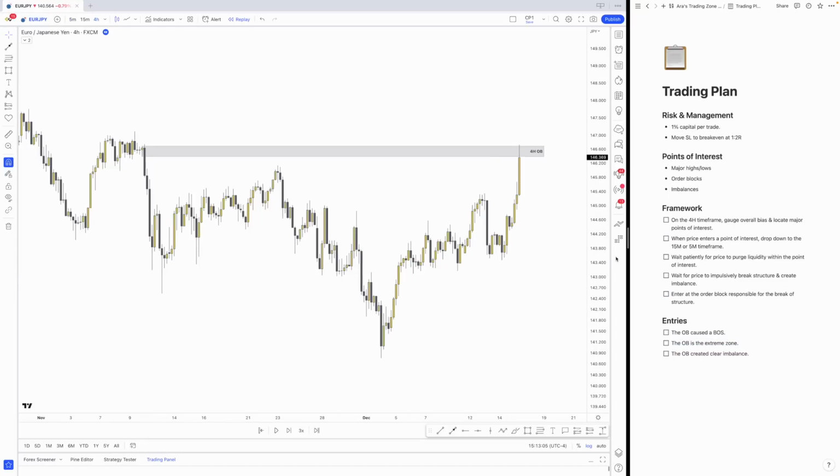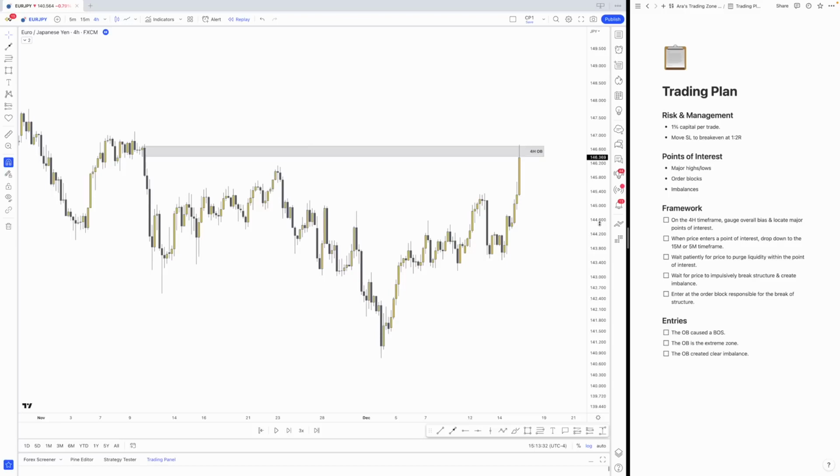For this next example of the Model 2 continuation entry, you'll notice something a little bit different. I'm here on Euro JPY on the 4-hour time frame, and the order block that I've highlighted has actually been violated to the upside. You can see that this large bullish candle actually pierced through the upside of the order block. Now, the reason I'm showing you this and the reason that this is still a valid potential trading opportunity is because, like I mentioned before, the higher time frame point of interest does not have to be perfect.